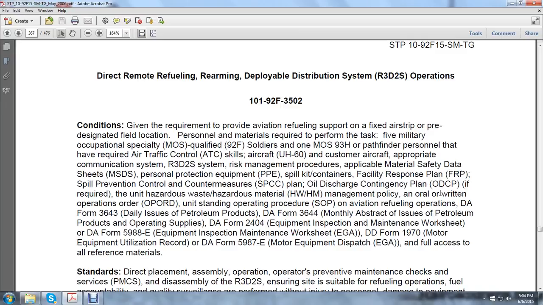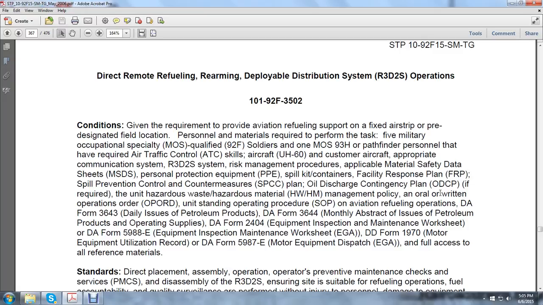Alright, direct remote refueling, rearming, deployable distribution system, R3D2S operations. Given the requirement to provide aviation refueling support on fixed airstrips in a pre-designated field location, personnel and material required to perform the task: 5 military occupational specialists qualified in MOS 92F, 1 MOS 93H Pathfinder personnel to help with required air traffic control skills, aircraft, and appropriate communications to the remote refueling, rearming, deployable system.